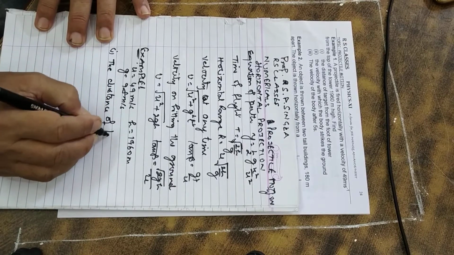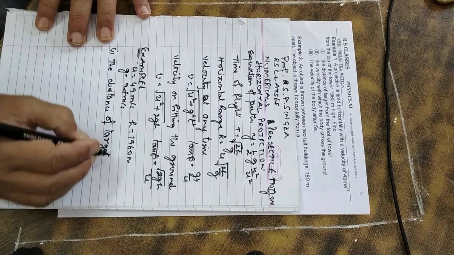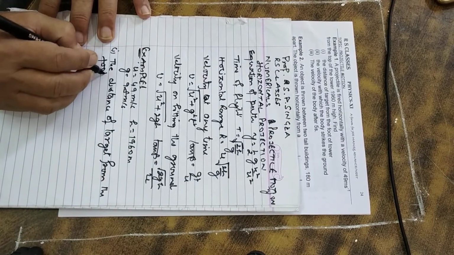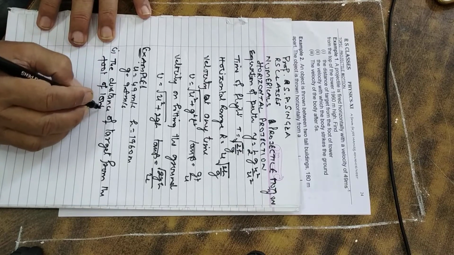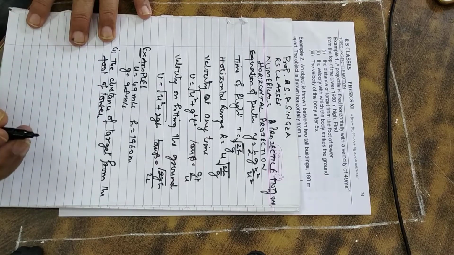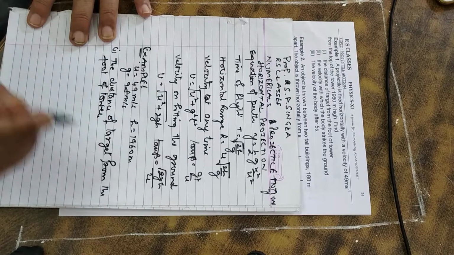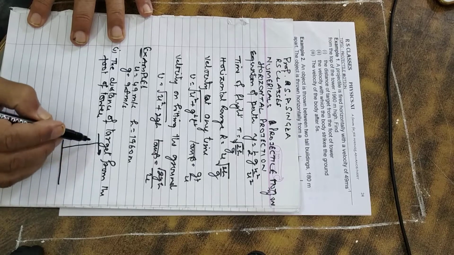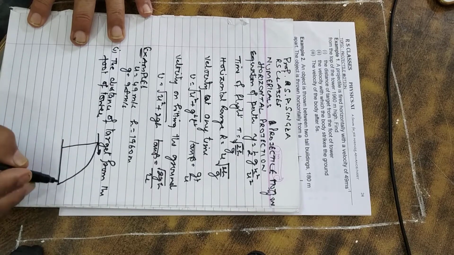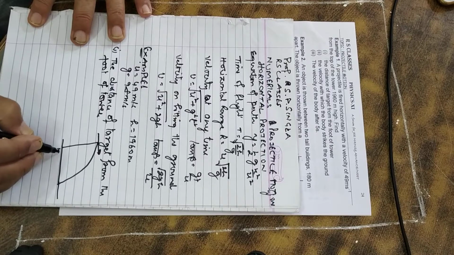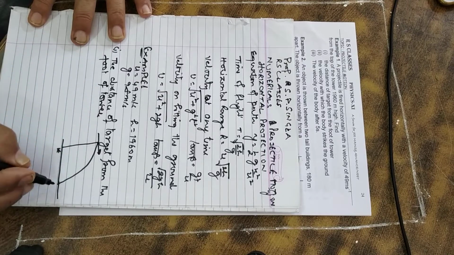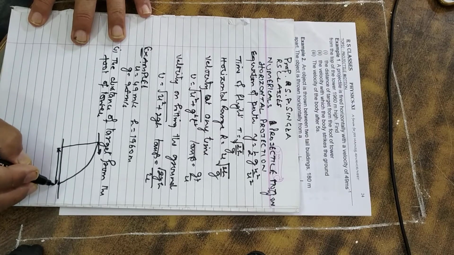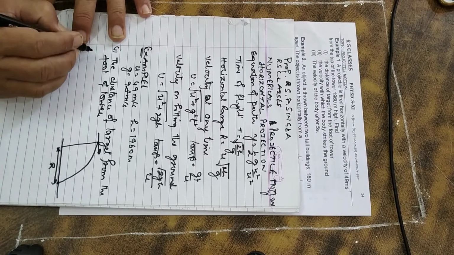the distance of target from the foot of tower. That is, this is tower. Particle is projected like this. It will hit the ground like this. So we have to find this distance, the distance of target. This is target where it hits, from the foot of tower. This is foot of tower. This is to be calculated. But this is R, range.